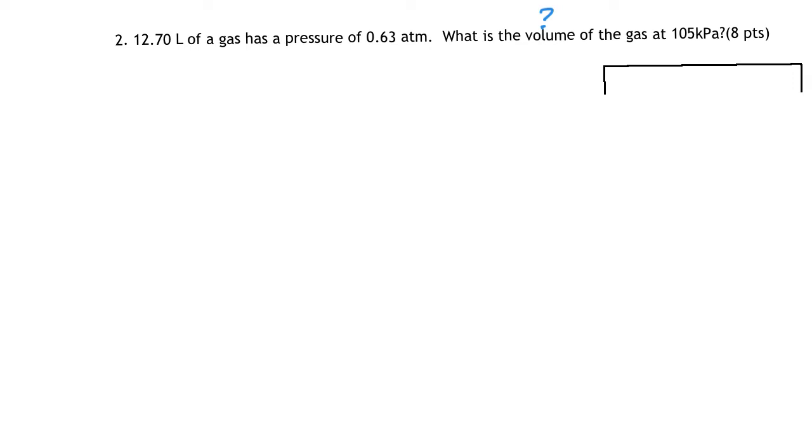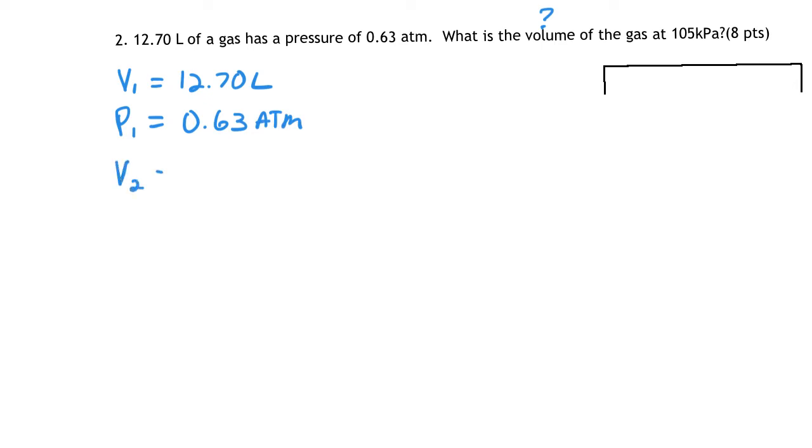So I'm going to write down my variables. So V1 is equal to 12.70 liters. I don't see a temperature, so my P1 is equal to 0.63 atmospheres.